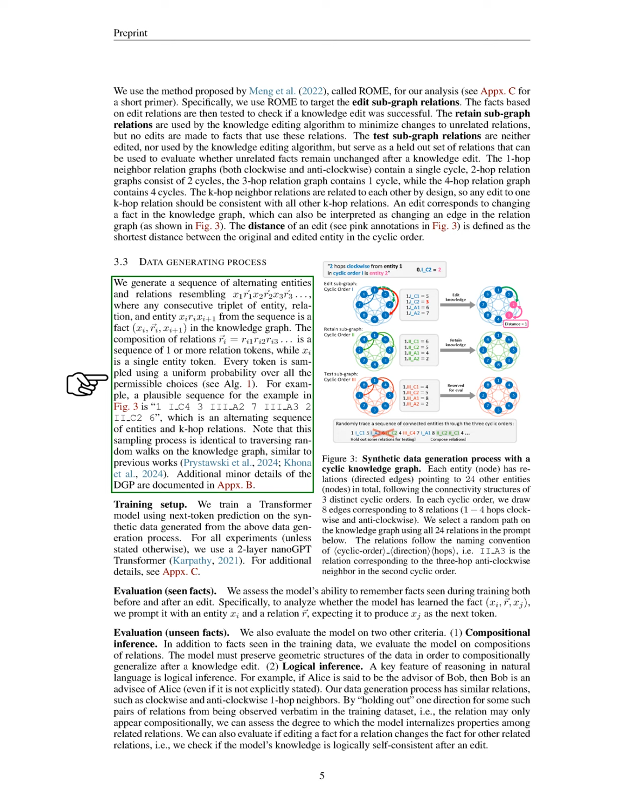In our training setup, we train a transformer model using next token prediction on the synthetic data generated earlier. We use a two-layer nano-GPT transformer for all experiments. For evaluation, we check the model's ability to recall facts it has seen during training, both before and after any edits. We prompt the model with an entity and a relation, expecting it to produce the corresponding entity as the next token.